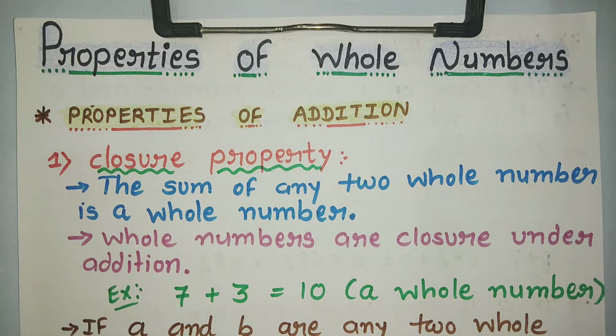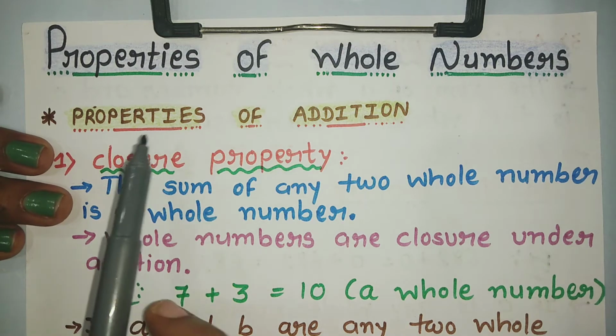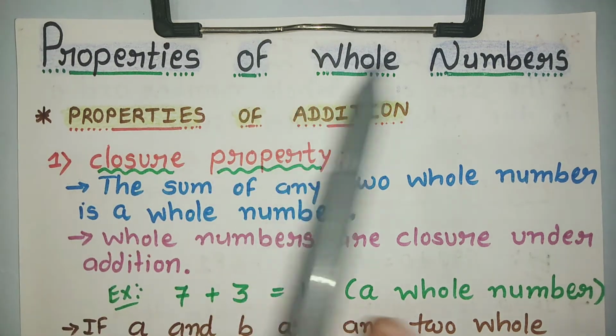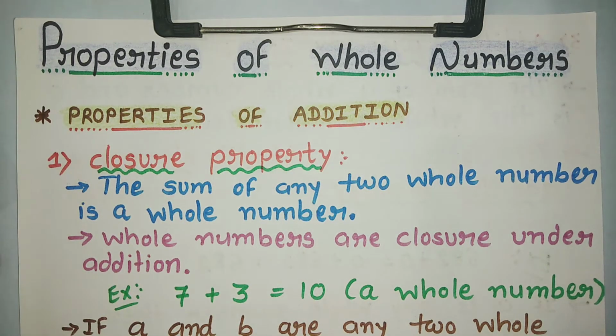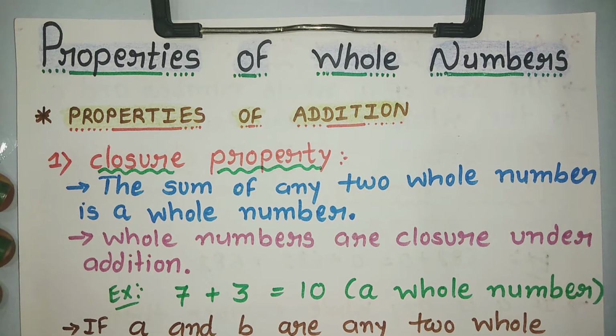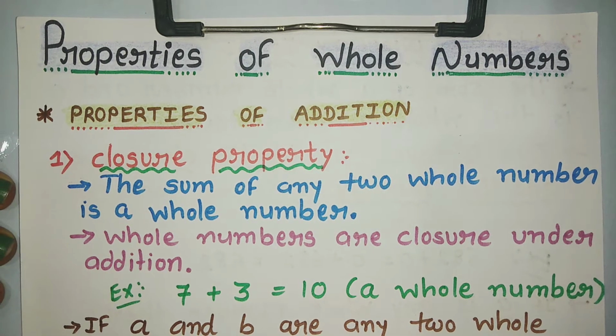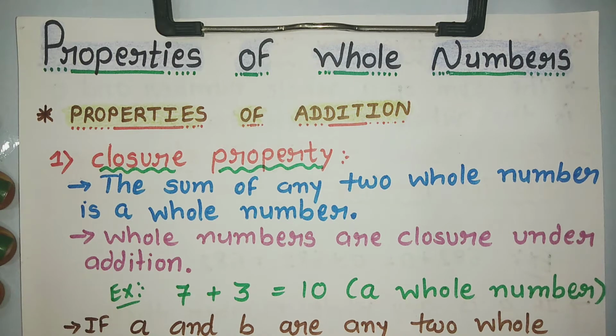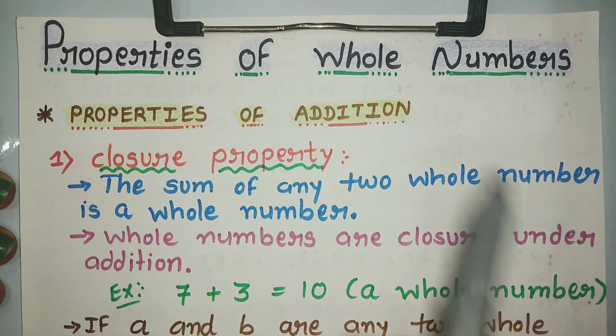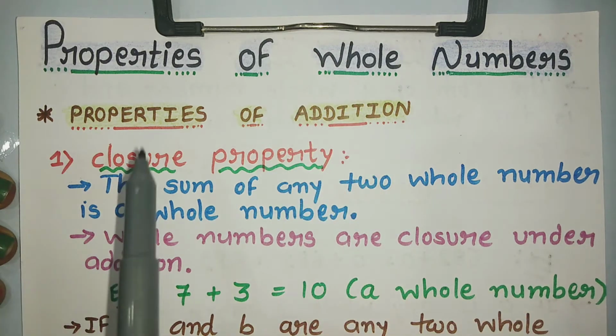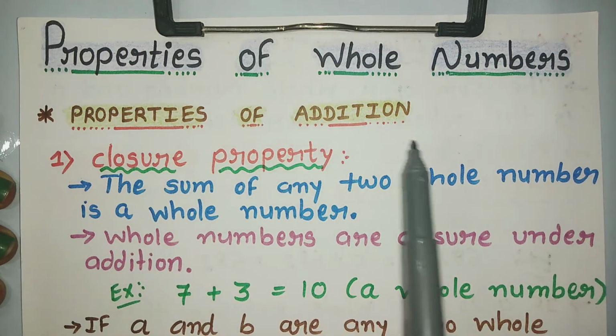Hello everyone. Our next topic is properties of whole numbers. Whole numbers means the numbers starting from 0, 1, 2, 3, 4 and so on. The numbers are infinite. The numbers which start from 0 are known as the whole numbers. So here we have to learn some properties of whole numbers.